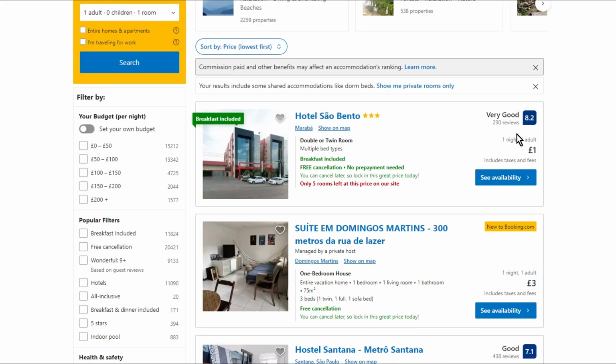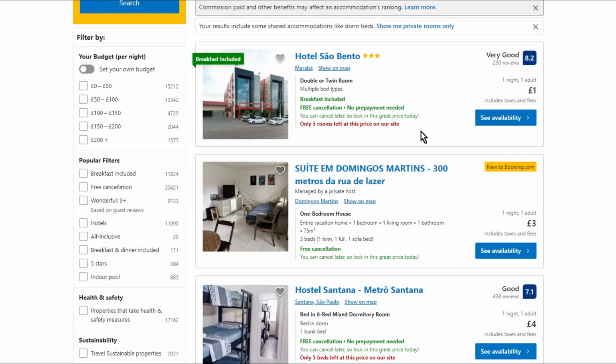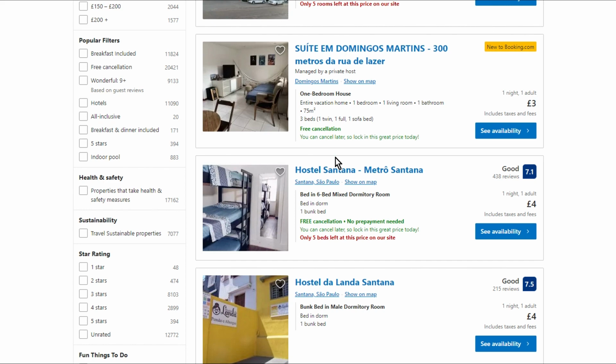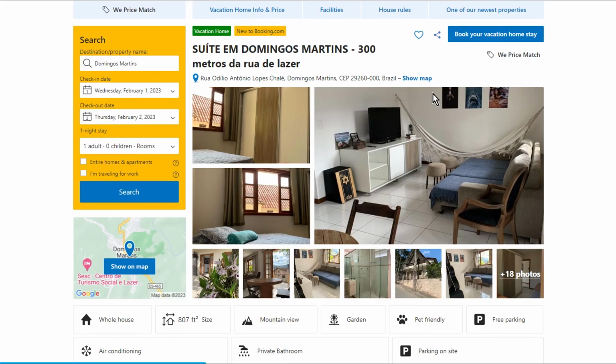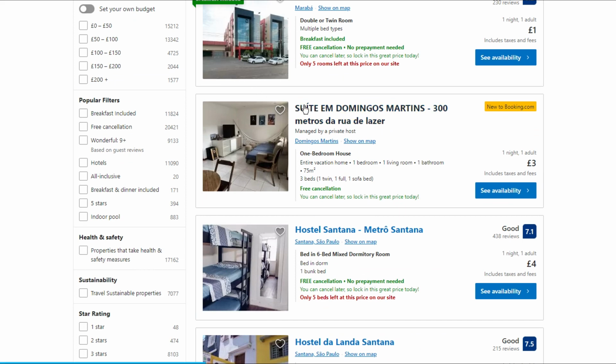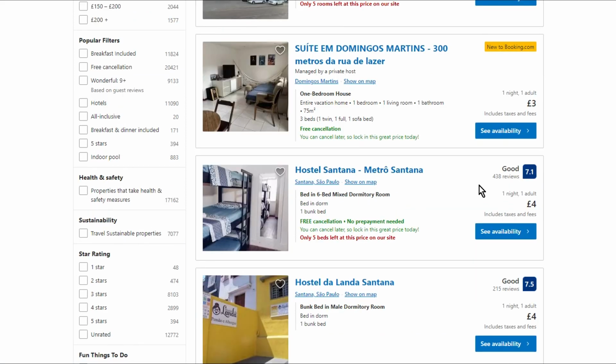Okay, £1. I'm not sure that one is real or not. That might be a mistake. £3 for a one-bedroom house. Oh, maybe is that real? I actually don't know what prices are like in Brazil, so I've got no idea. I've never been. No, that's a mistake, I think. Yeah, it must be, because it goes £3.27, so let's ignore that one. Dormitory, £4.